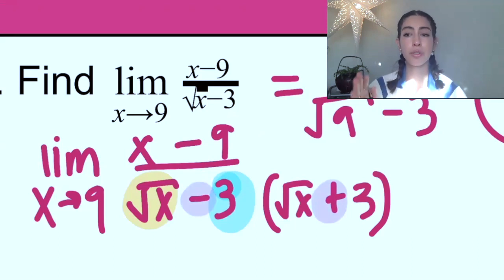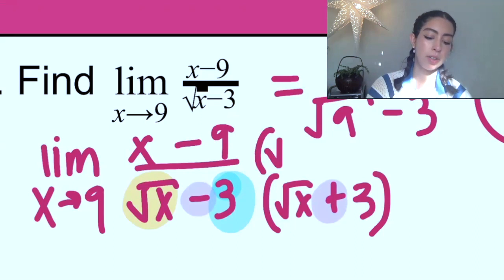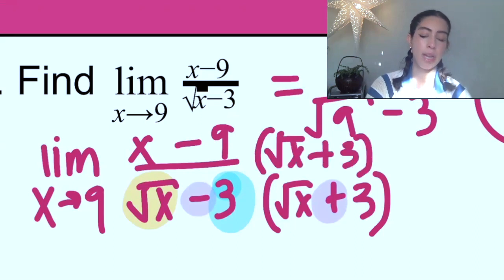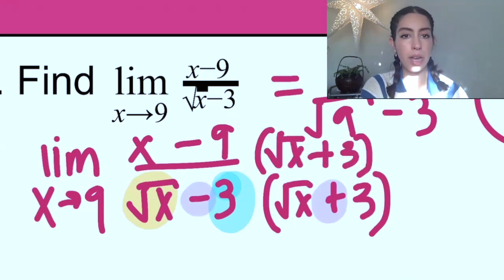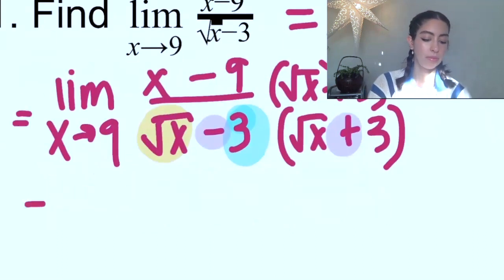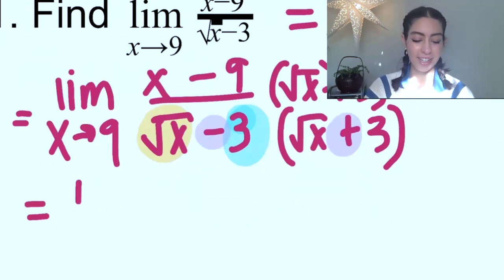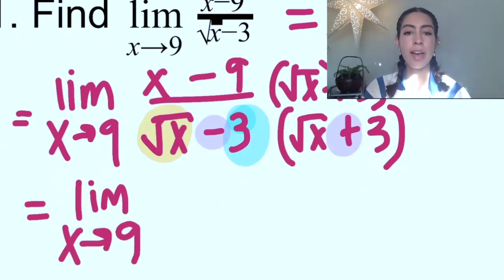And whatever you do to the bottom of any function, or whatever you do to the top or bottom of any fraction, you've got to mirror it. So I'm going to multiply the top and the bottom by root x plus 3. So here's where it gets fun. We've got the limit as x approaches 9. At the top, I have x minus 9 times root x plus 3.